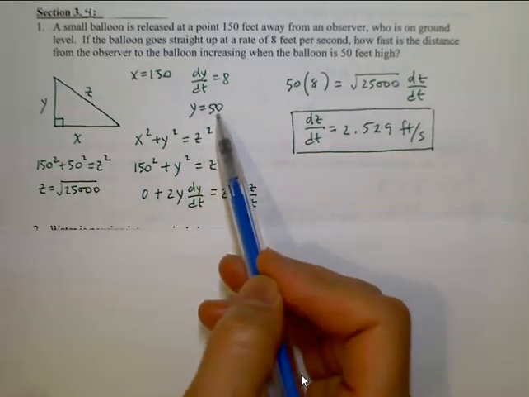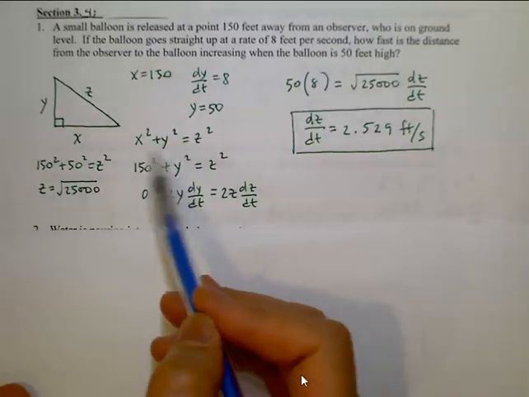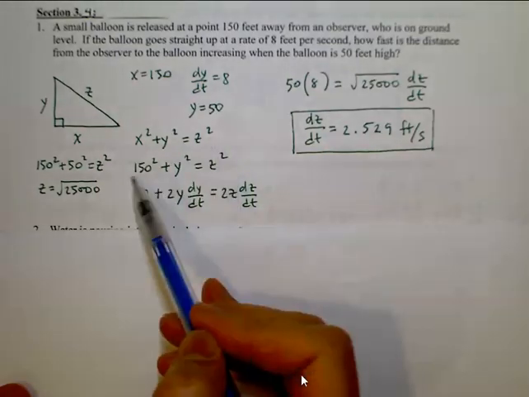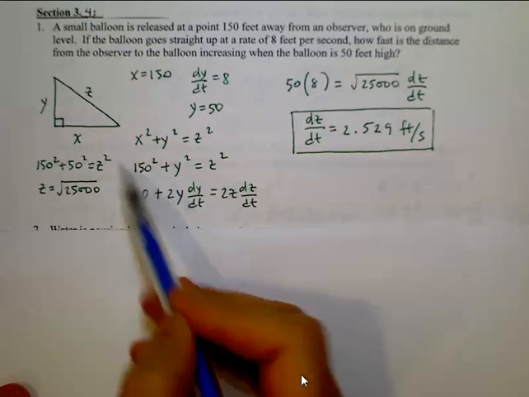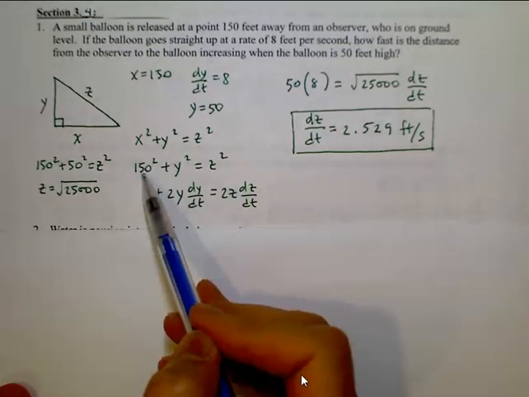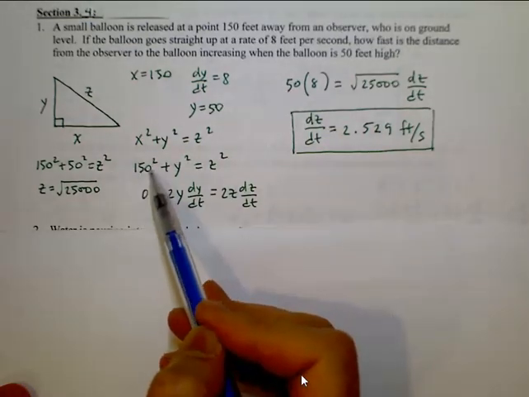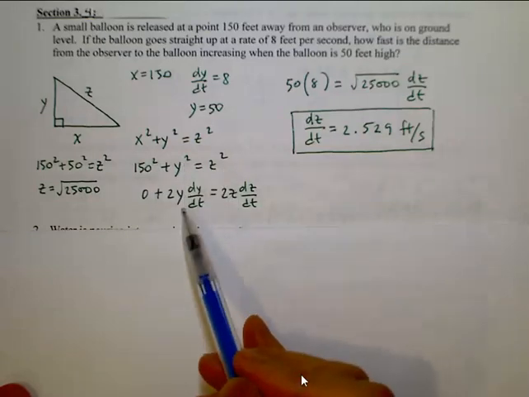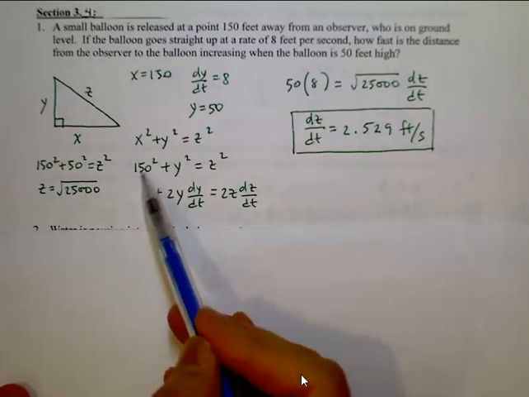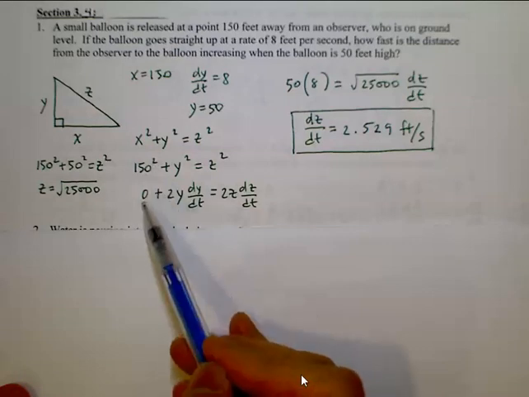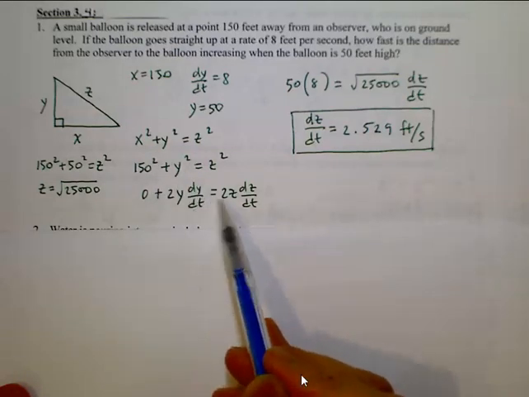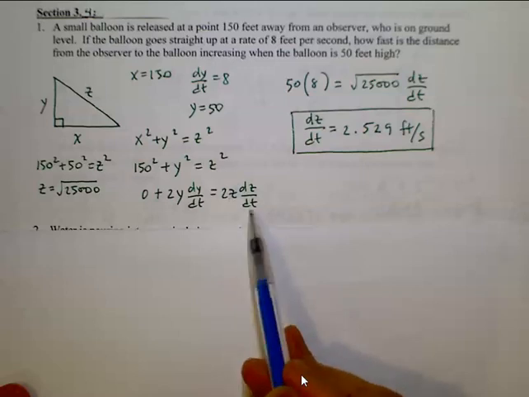So first of all, I'm going to start off with my Pythagorean theorem: x squared plus y squared is equal to z squared. Since 150 is a constant, I'll just put that in before I take the derivative. So I have 150 squared plus y squared is equal to z squared. Then I take the derivative with respect to time. So 150 squared will drop to 0, and then y squared is 2y dy/dt, and that is equal to 2z dz/dt.